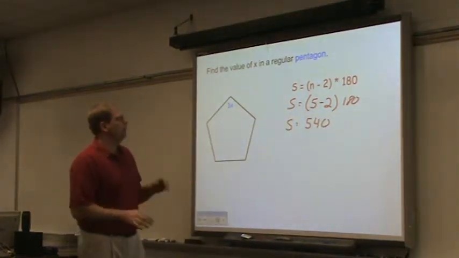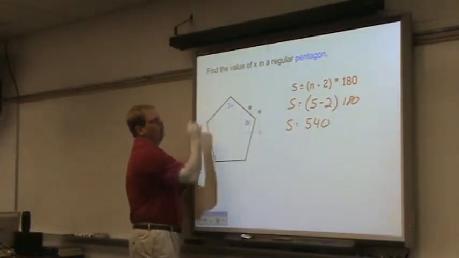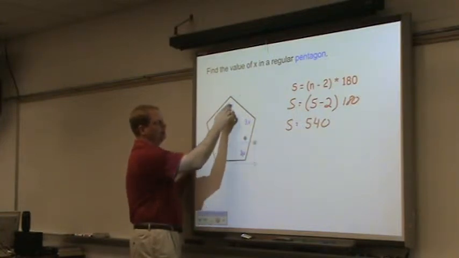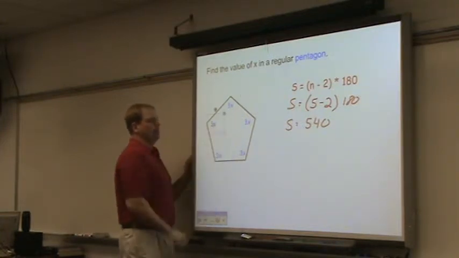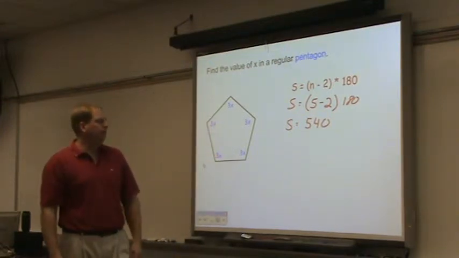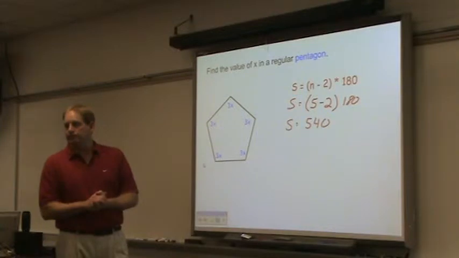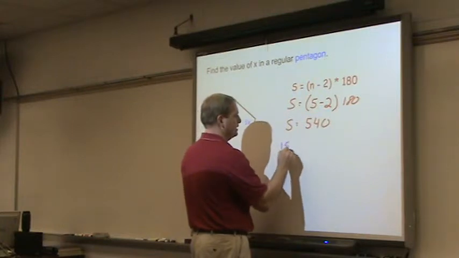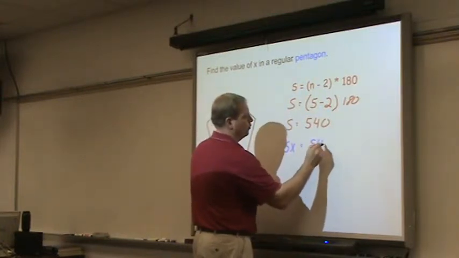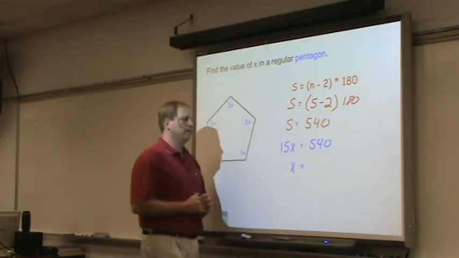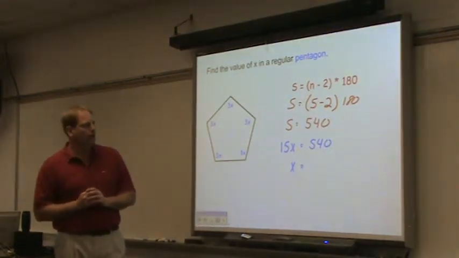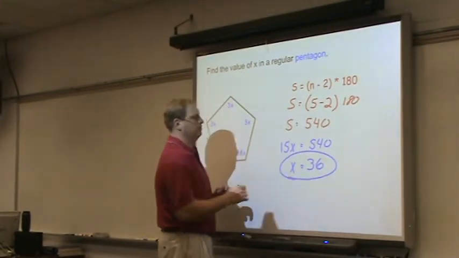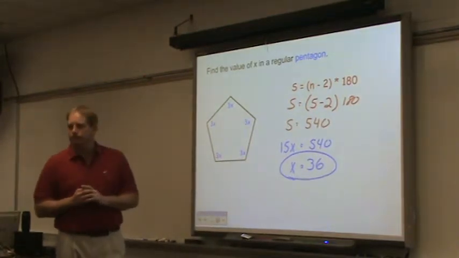Now what we're going to do is, if one angle is 3x and it's a regular polygon, that means that all angles must be 3x. We know the sum of the interior angles is 540. In terms of x, how much is it? 15x. So now we'll say then 15x equals 540 degrees. So when we solve, we divide that out and we come up with 36. And 36 then is the answer for x. Questions on that?